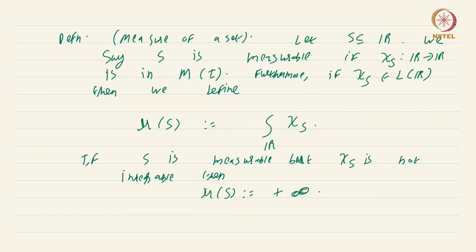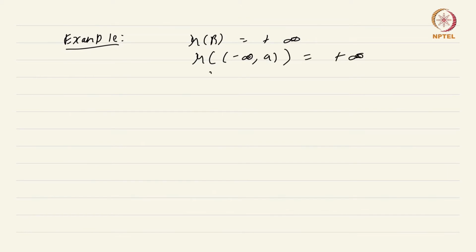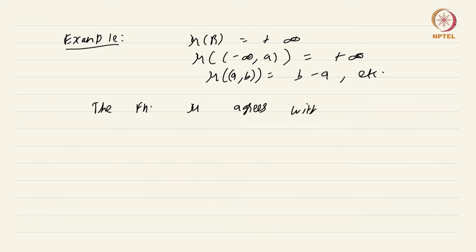Okay, so the only way by which the characteristic function, which is a non-negative function, can fail to be integrable on R is if it is going to take an infinite value. That's the motivation behind defining mu of S to be plus infinity if the characteristic function is measurable but not integrable. Now, immediate examples: mu of R is plus infinity. Then mu of any interval of the type minus infinity to a is also plus infinity. Mu of (a, b) is going to be b minus a, etc. So in other words, the function mu agrees with the length on intervals, and this is rather straightforward to see.